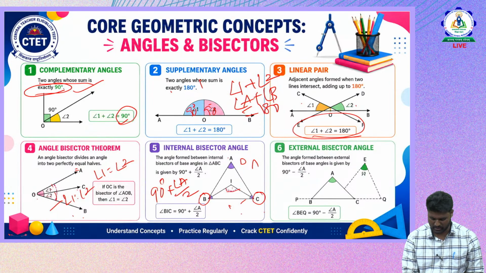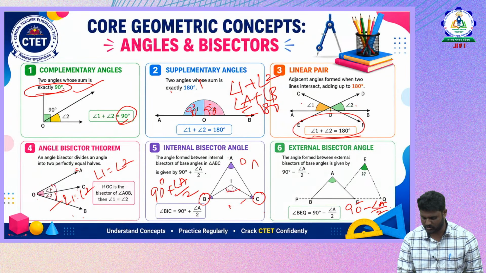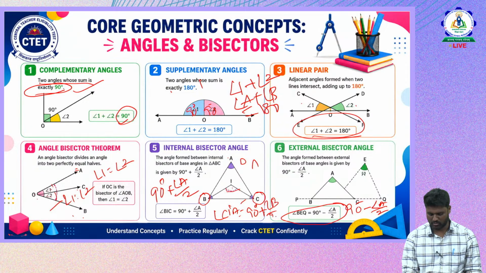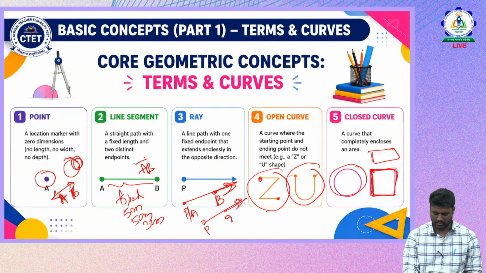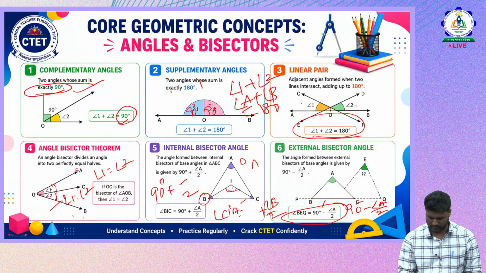So for the given triangle, the angle becomes 90 degrees minus the opposite angle divided by 2. That means 90 degrees minus angle A by 2. Similarly, if you take angle CIA, this will become 90 plus the opposite angle, angle B by 2. Like this, these are the internal bisector angles and these are the external bisector angles.